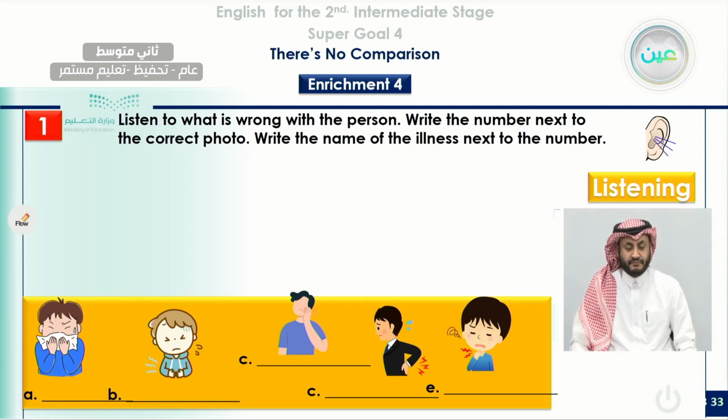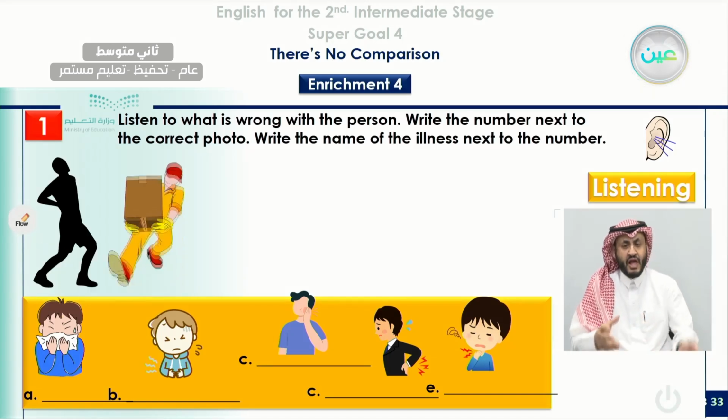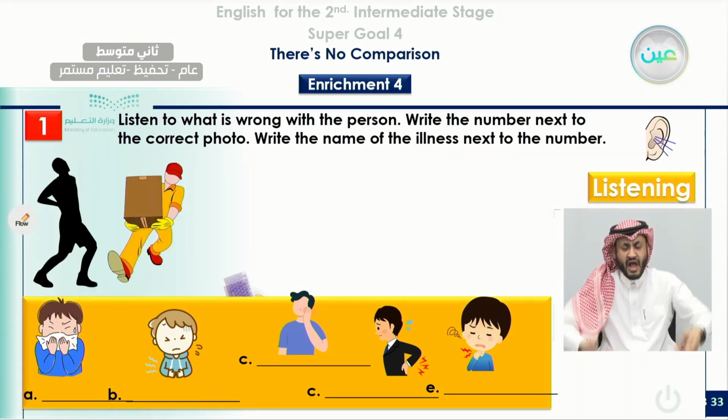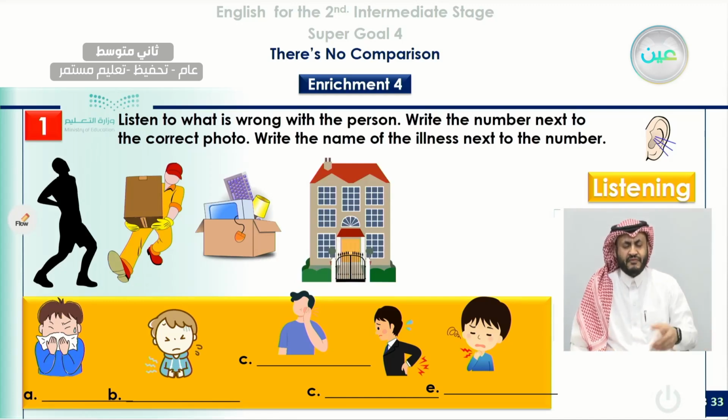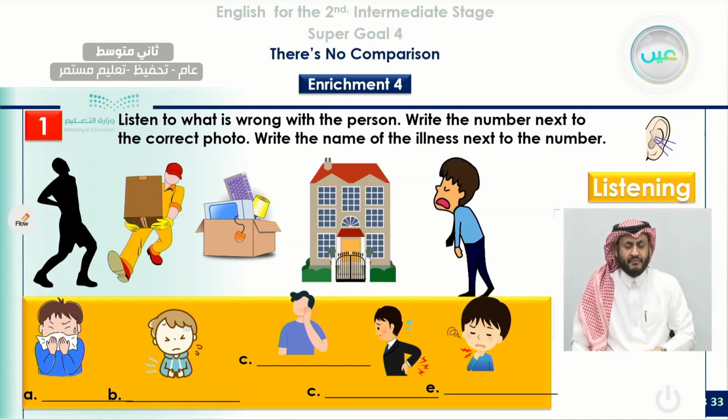Listening. Listen to what is wrong with the person. Write the number next to the correct photo. 1. I moved to a new apartment yesterday. I carried boxes, suitcases, and bags all day. I was really tired last night, but I felt okay. Today, my whole body hurts, especially my back.